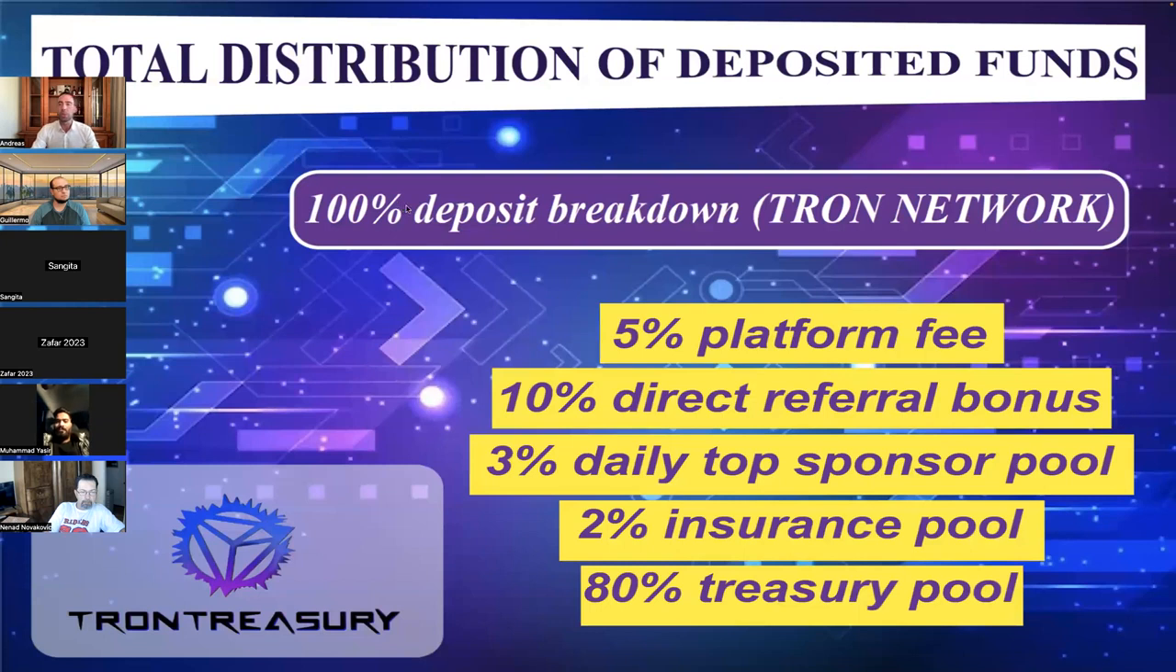Now, the total distribution of deposited funds is as following. There's a 5% platform fee. 10% goes immediately out as a direct referral commission. 3% goes to the daily top sponsor pool. 2% goes to the insurance pool, while 80% goes to the treasury pool, where everybody in the community is receiving from.